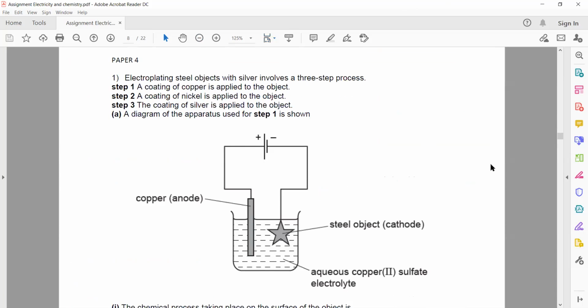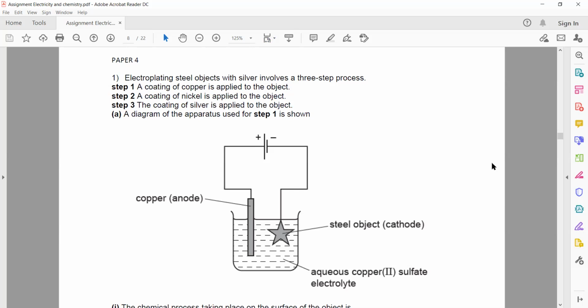This is a structure question. Electroplating a steel object with silver involves 3 steps. We have a steel object and we want to plate it. First, a coating of copper is applied. Then a coating of nickel is applied, and then a coating of silver is applied. So we have 3 coatings on this steel object.